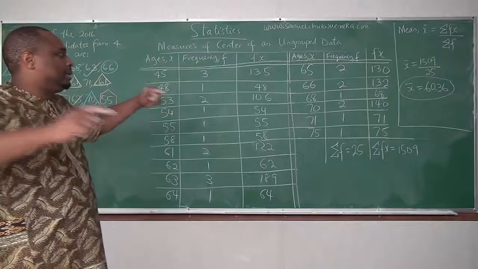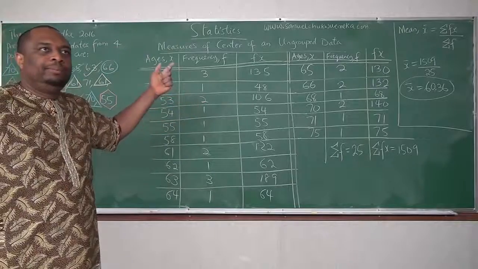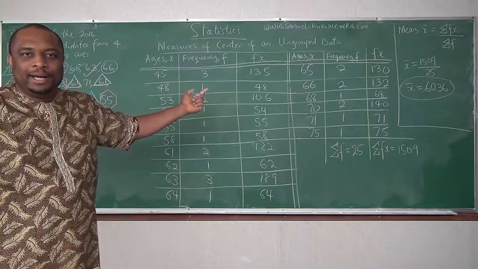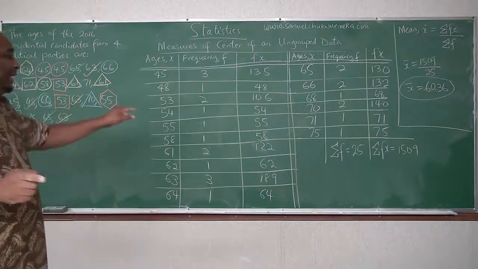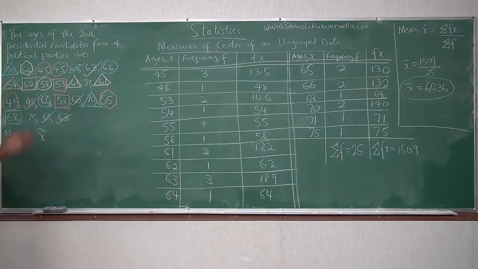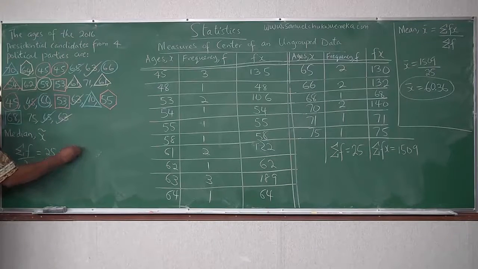But you don't want to do that, because that would be like killing a fly with a hammer, right? So this is the way you do it when you have ungrouped data in a frequency table. First of all, let's find sigma f over 2. That gives us 25 divided by 2, which gives us 12.5.